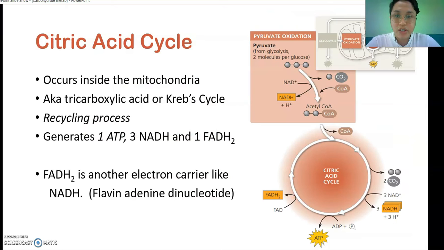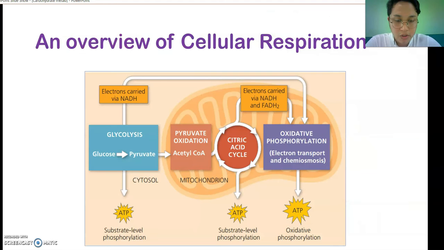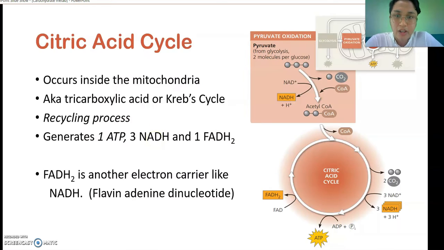Okay, so your citric acid cycle occurs now in your mitochondria. It is also known as your tricarboxylic acid, tri meaning tatlo, carboxylic acid as we will see later, or Krebs cycle, also because the discoverer for this cycle is Hans Krebs. So this is a recycling process, parang yung kanina nating nakita na merong byproducts na magagamit pa ulit sa susunod na turn ng reaction, okay?